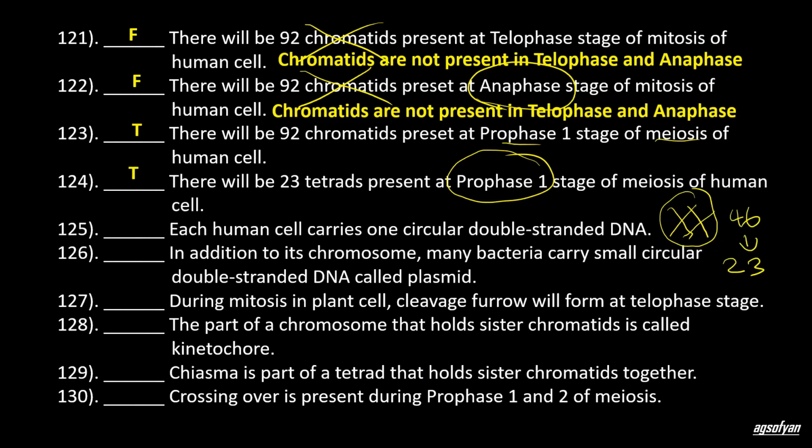Each human cell carries one circular double-stranded DNA. True or false? It is not. Human cell carries 46 chromosomes. It's not only one, so it carries several double-stranded DNA. In addition to its chromosome, many bacteria carry small circular double-stranded DNA, called plasmid. That should be true.